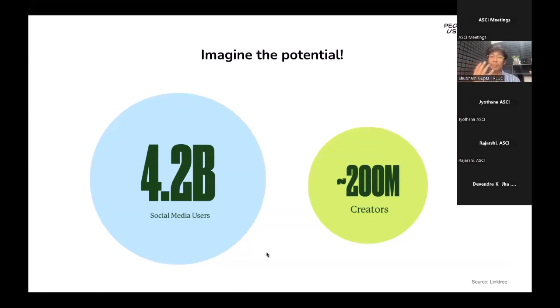So imagine the potential. In small towns also, people are creating stories now. You can take their help, you can create awareness with them. You don't need to rely on big media houses now to tell your stories. There is so much potential if you use it correctly.